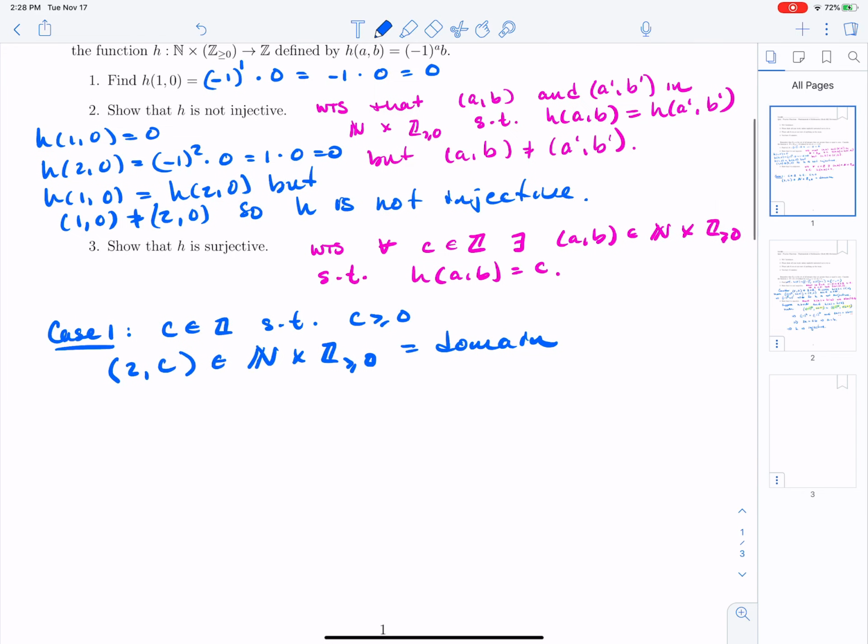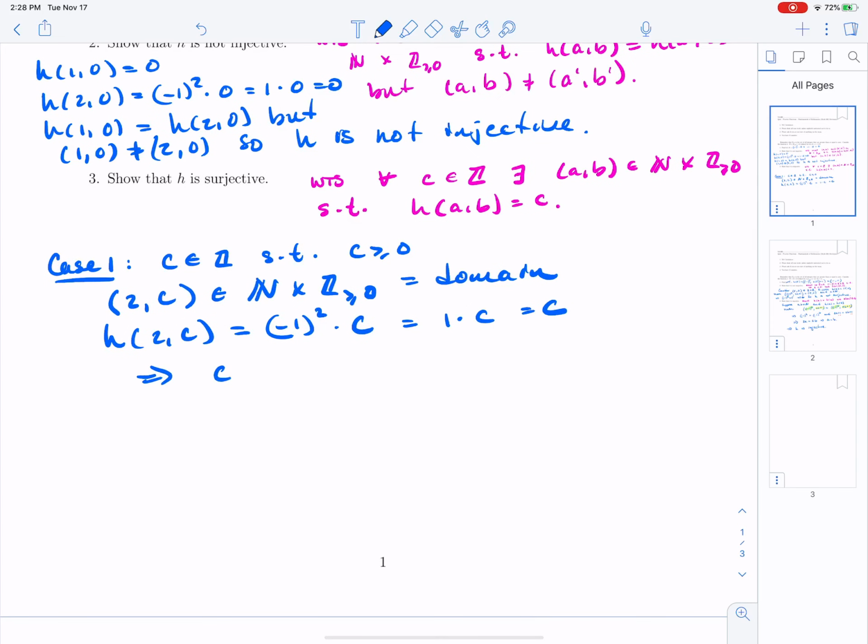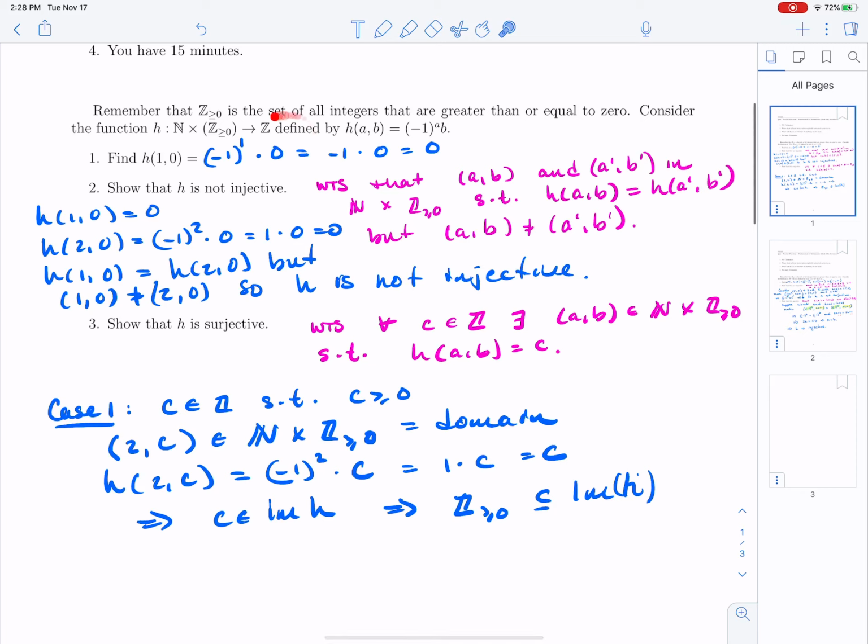That tells me that h of (2, c) is equal to (-1)^2 times c, which is 1 times c, which is c. And that tells me that c is contained in the image of h. And so that tells me everything that is greater than or equal to 0 is contained in the image of h. But again, that's not enough, because the codomain isn't just the positive integers.